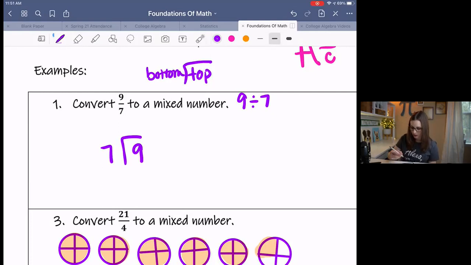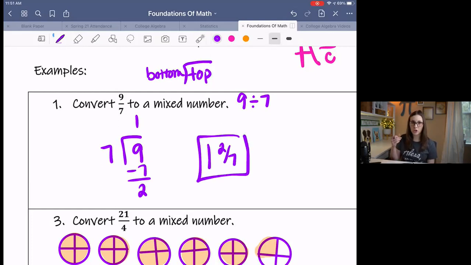And so 7 goes into 9 one time with 2 left over. So if you can picture a drawing, you would have one whole circle shaded in and then 2 little pieces remaining. So that's kind of the remainder.